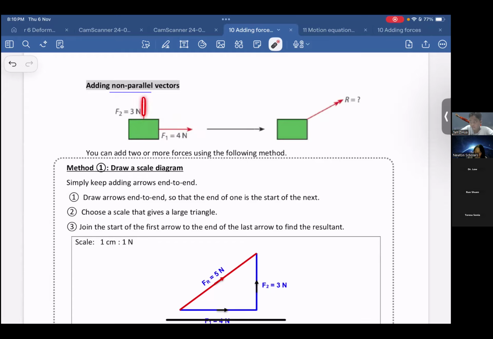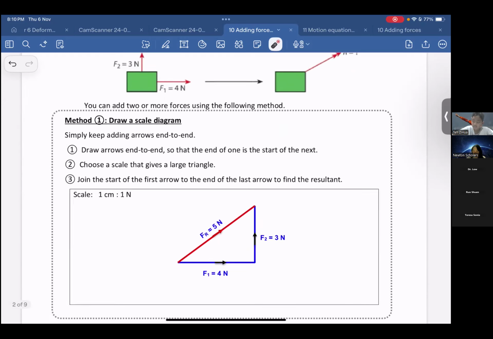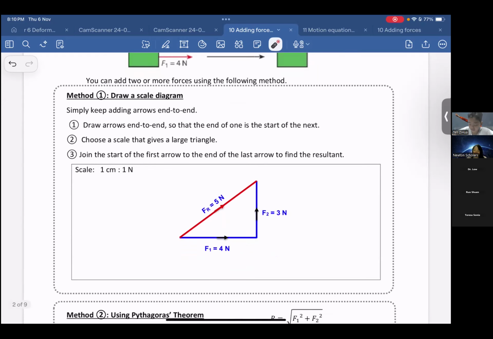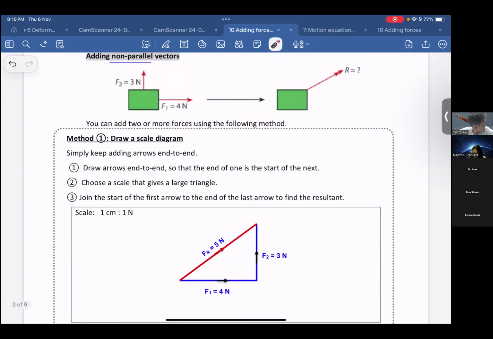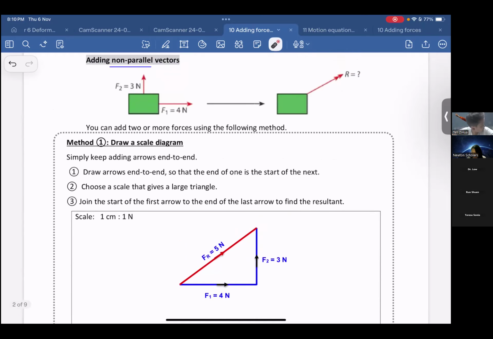So boys and girls, you see 3 Newton and 4 Newton, they are not parallel, they are 90 degree here. Where is our resultant force? In between them. So this is our resultant force. Actually, the box will move in this direction. So this is the force that we are going to find. For the first method, this is the example where I show you the answer. Method 1, we need to draw the scale diagram. We need to keep adding arrows end to end. What does it mean? For example, draw arrows end to end so that the end of one arrow is the starting point of another one.